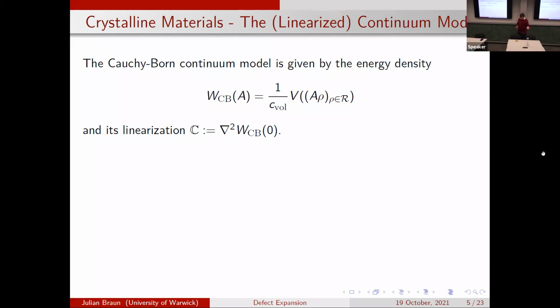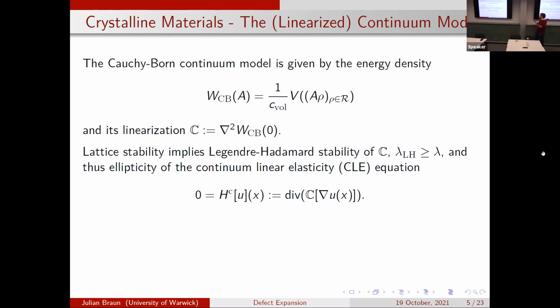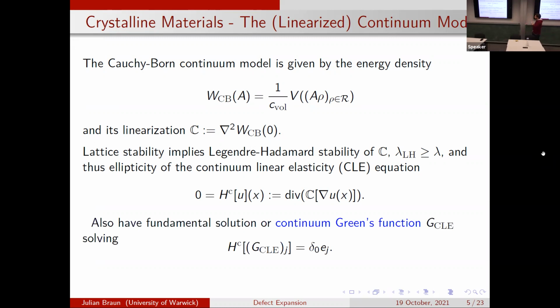And what you notice, for example, what is a nice property of the lattice stability is that lattice stability implies stability of the continuum problem, of the linearized continuum problem. So the Legendre-Hadamard constant is always bigger or equal than the atomistic one. So of course, the atomistic stability criterion is stronger because you could have instabilities on the atomistic scale, not just the continuum. And then, of course, you also have the Green's function, which is kind of classical for the continuum problem, which I will be referencing.